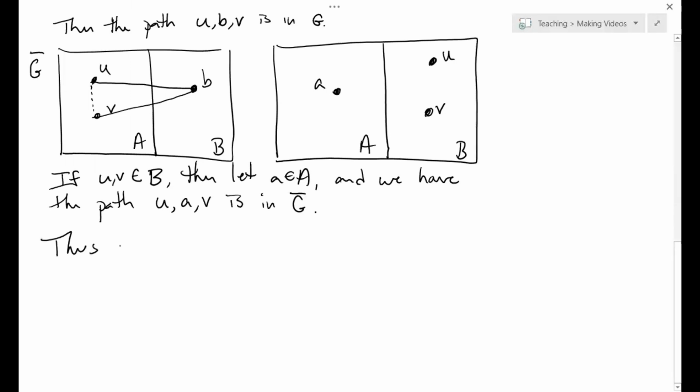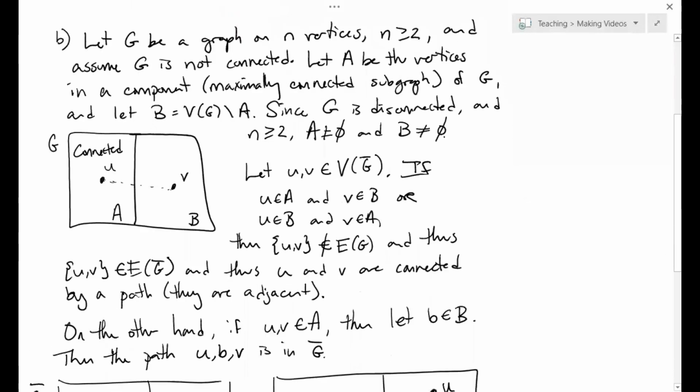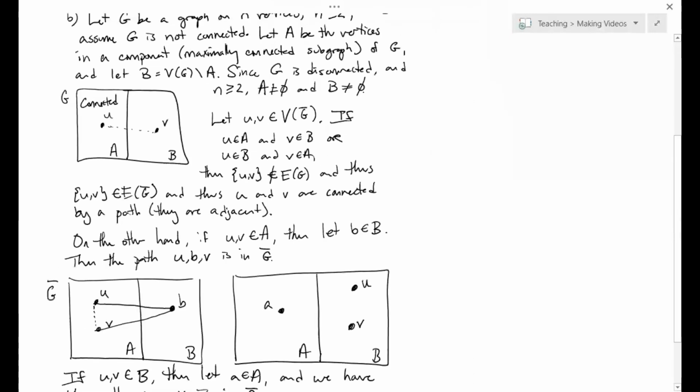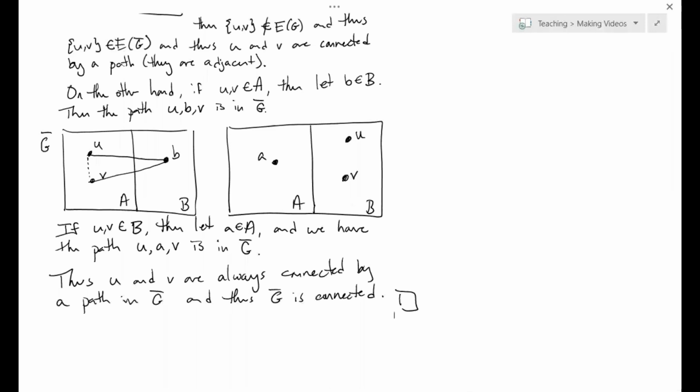Thus, U and V are always connected by a path in G bar, and thus G bar is connected. Done. Very, very nice little proof. Looking at components and looking at where the vertices could end up. You have to pick. And yeah, hopefully that helps you. Have a good one. Talk to you soon.